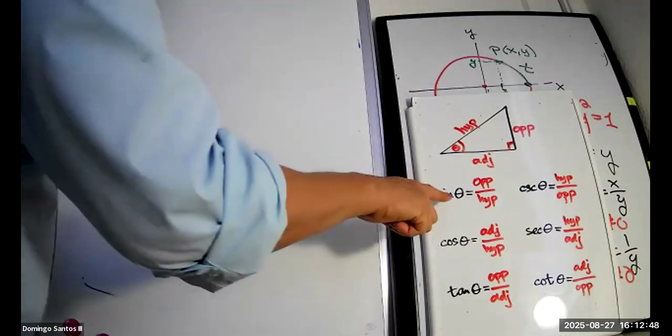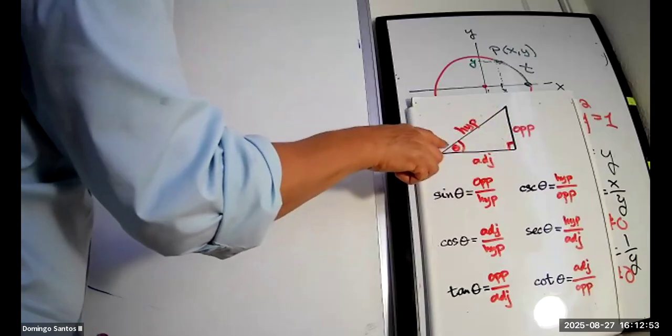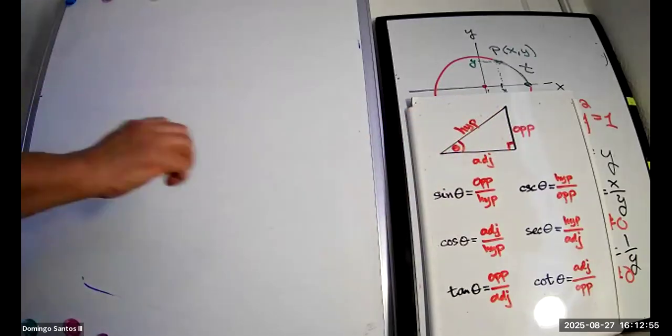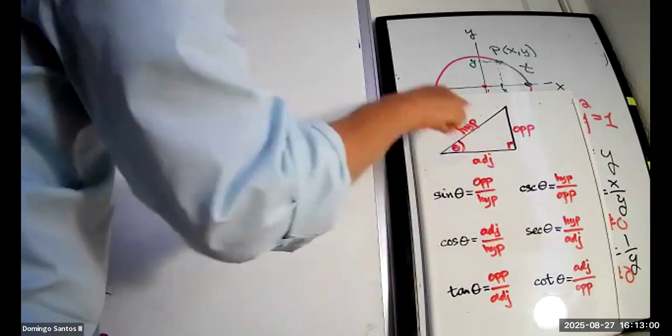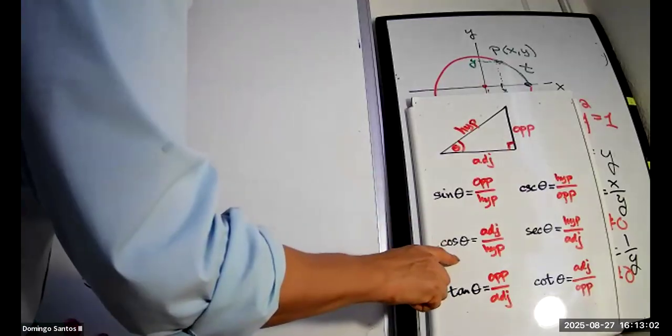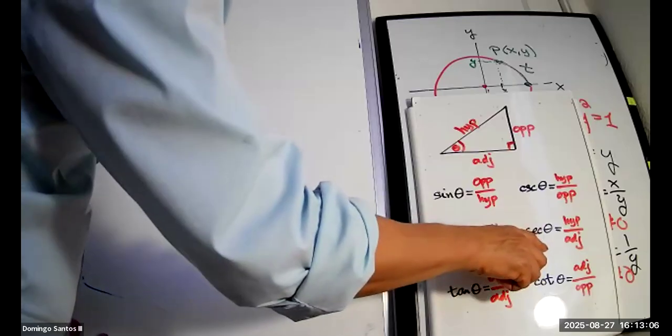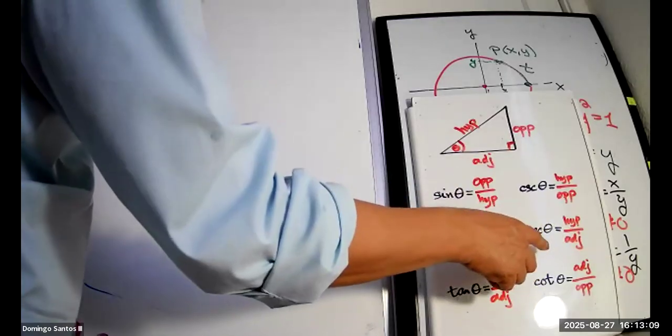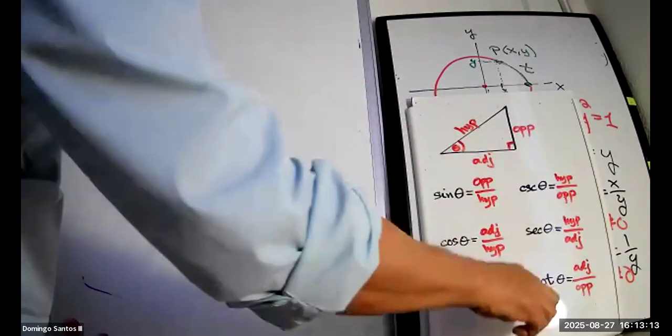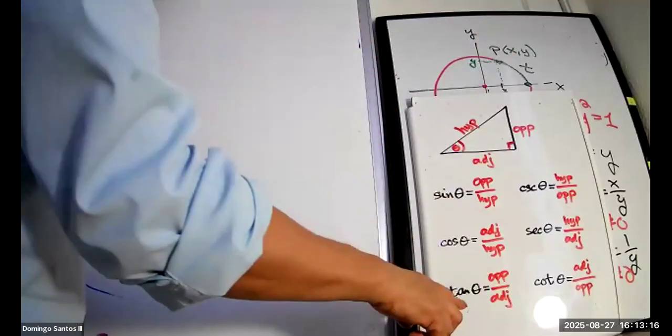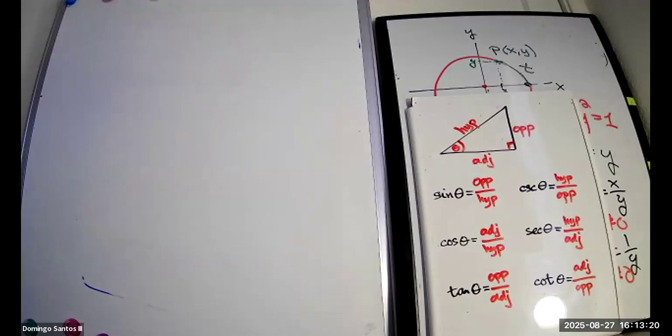So sine theta will just be opposite over hypotenuse. Cosecant will be hypotenuse over opposite. Cosine will be adjacent over hypotenuse. Secant is hypotenuse over adjacent. Tangent will be opposite over adjacent. And cotangent, which is the reciprocal of tangent, will be adjacent over opposite.